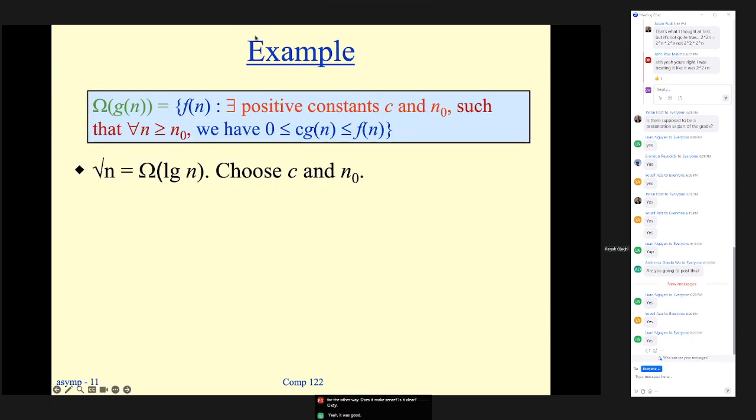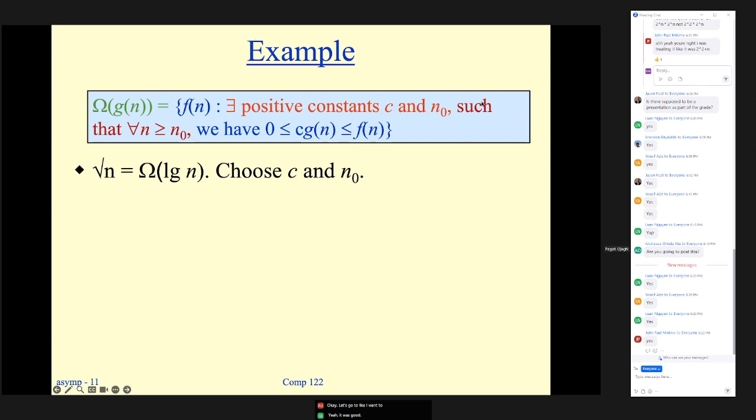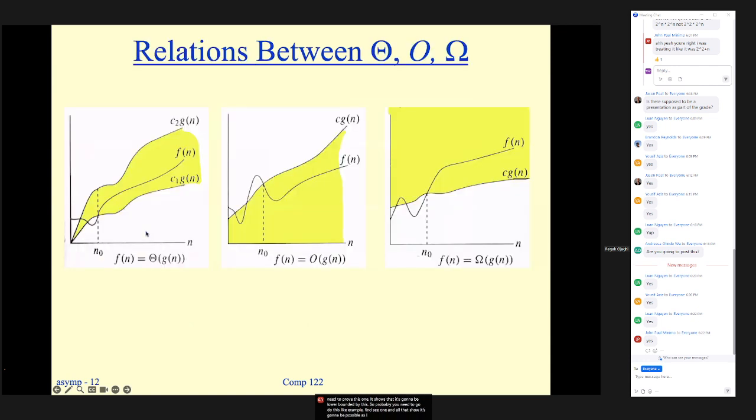Let's go to this one, the exact same thing. If I want to prove it, I need to find the C and n naught. So for example, say the square root of n is big omega of log of n. You need to find C and n naught, and just prove it shows it's lower bounded by this. So you need to do this example, find C1 and n naught and show it's possible, as I explained earlier for the other one.